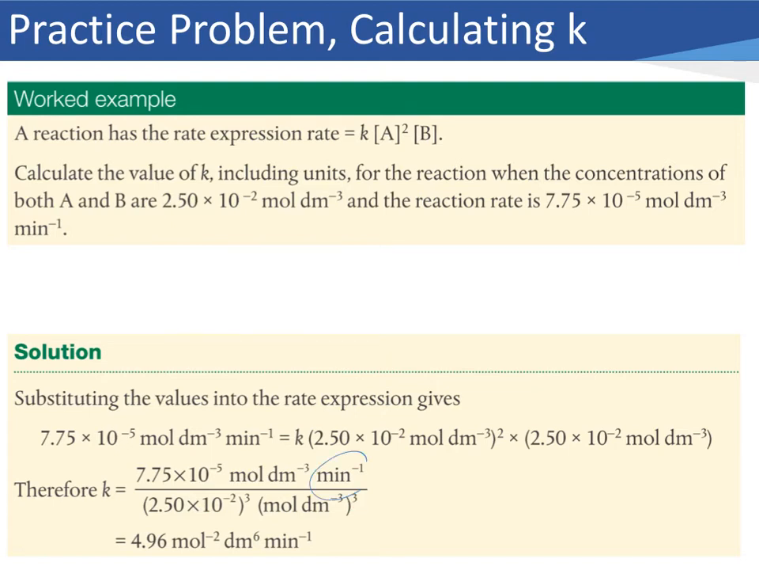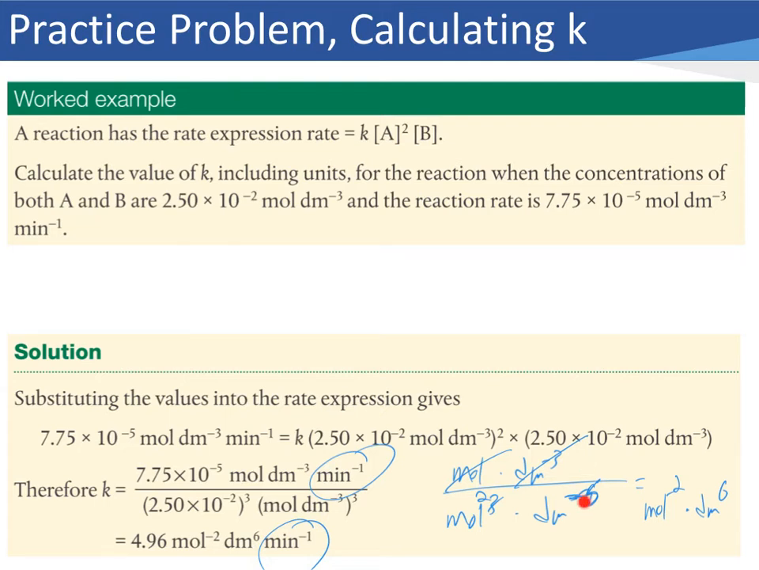So for my units, I have per minute, and that doesn't change. There's nothing to cancel it. On the top of my equation, I have moles per decimeter cubed, and on the bottom of my equation, I have moles cubed and decimeters to the negative ninth. So that means these moles cancel, and that mole cancels to moles squared. These decimeters cubed cancel, and this becomes negative 6.